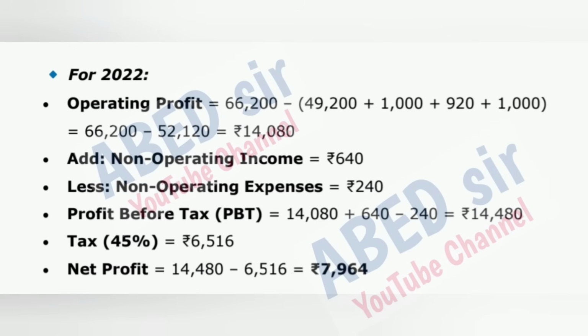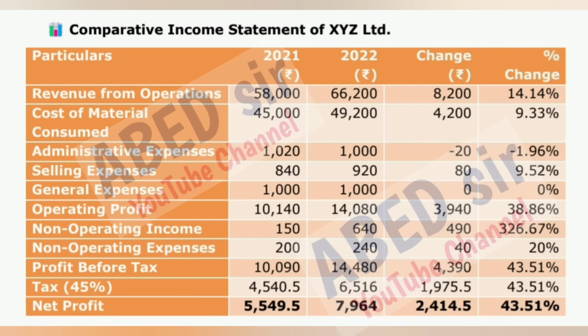6,516 rupees. Net profit is equal to 14,480 minus 6,516, equal to 7,964 rupees. Comparative income statement of XYZ Ltd.